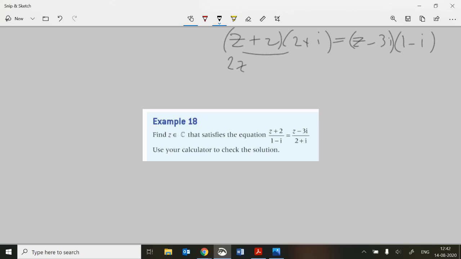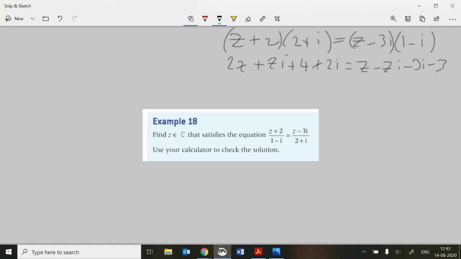So what have we got? We've got 2Z, and then we've got plus Zi, plus 4, plus 2i. And then on the other side, we've got Z minus Zi minus 3i, and the last term is going to be plus 3, but then the i times the i gives us a minus, so back to minus 3 there.